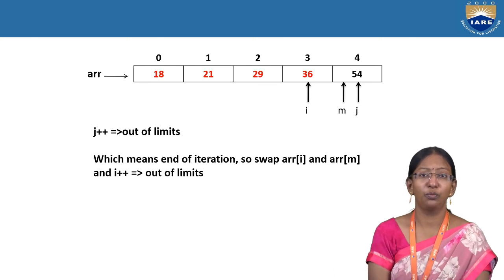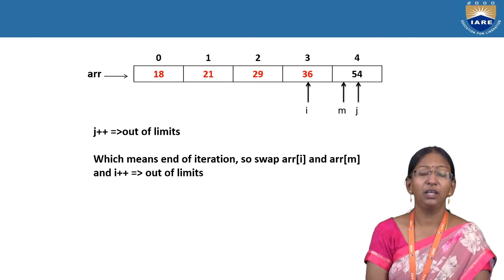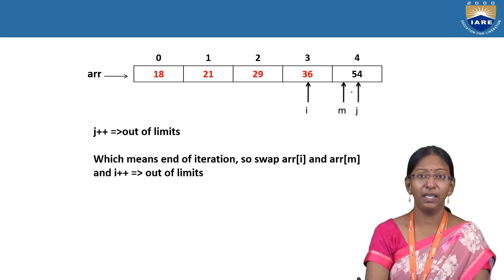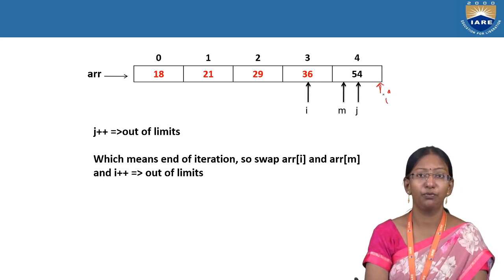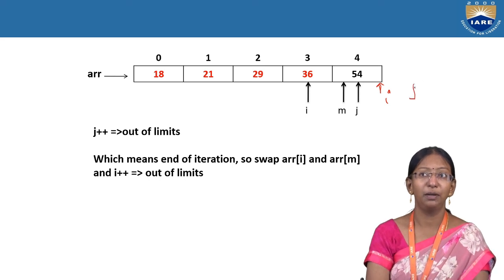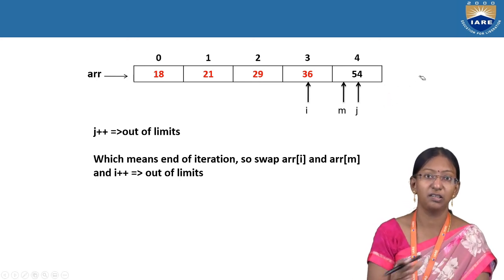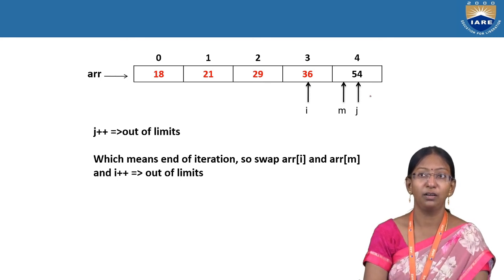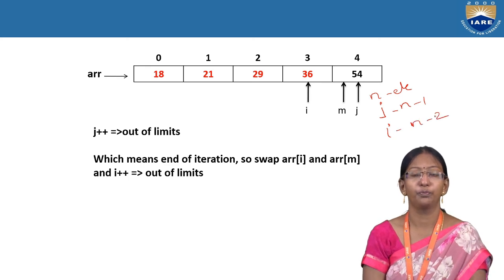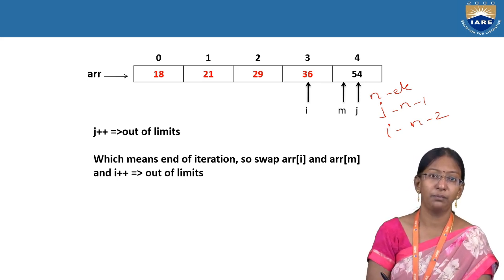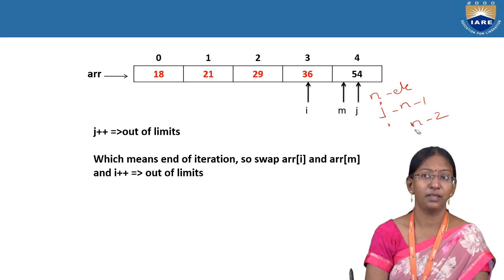So by the end of each iteration, what were we doing? We were incrementing the I value, right? If I increment the I value, it goes out of boundary, because it is going to point to 54. So where will j be placed, think once. It goes out of boundary in the first phase itself, right? So if there are n elements, j will run till n minus 1, and I will run till n minus 2. Please keep this in mind.